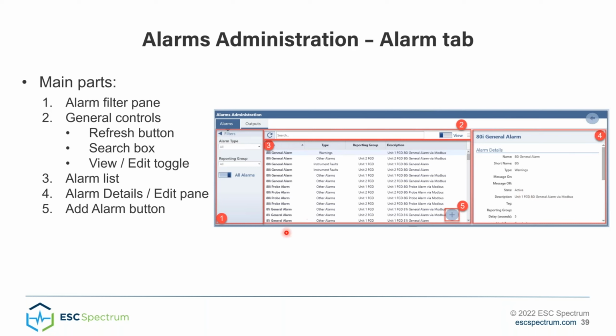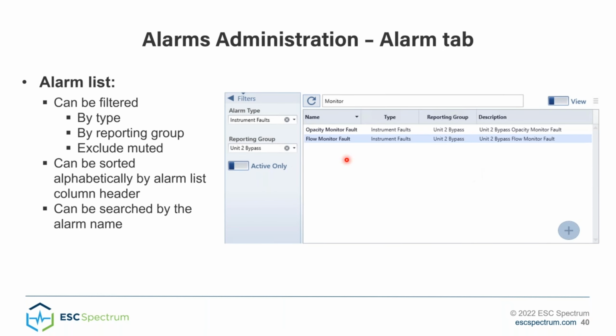Gives you a little more information about it. Kind of went over that a little bit. So here's a zoom in on the filter and then what happens to the main section. You can filter on alarm type or reporting group. If you want to show active or inactive alarms, you can do that as well. And then this main area content will change out based off that criteria.